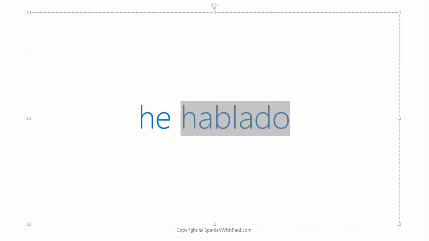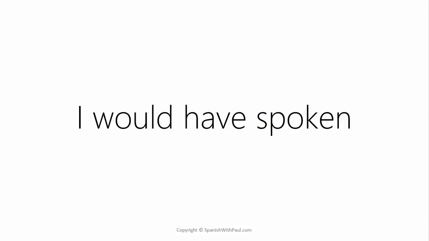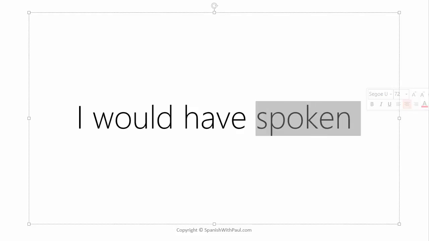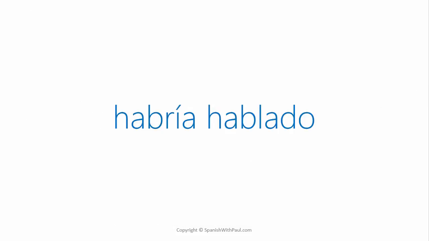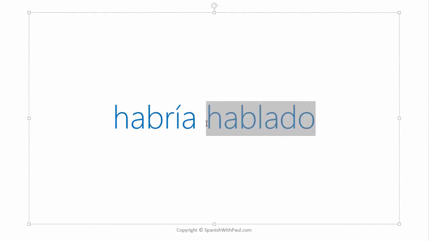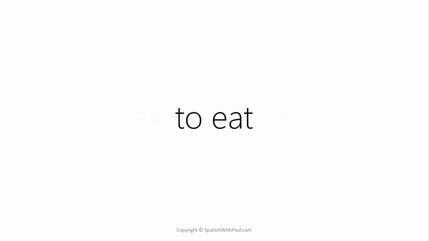Now what we want to do is make the leap into I would have spoken. So the would have is habría and the spoken remains as hablado. So we get habría hablado. This is I would have spoken, habría hablado.